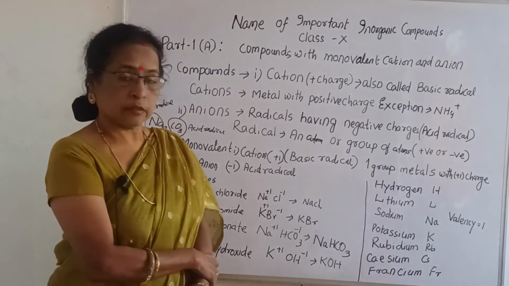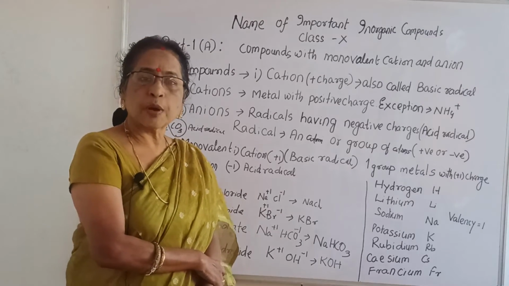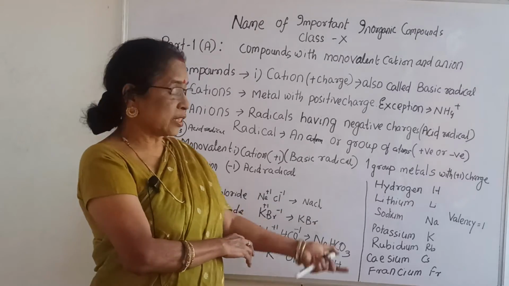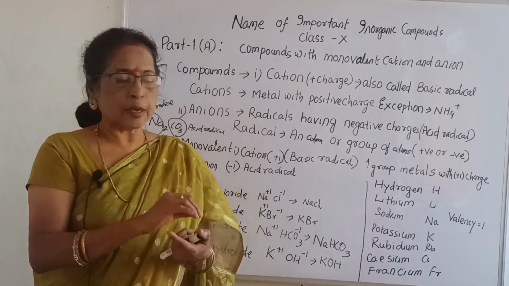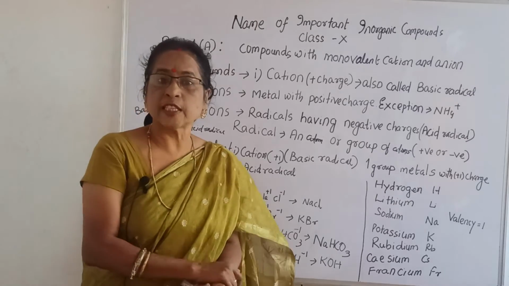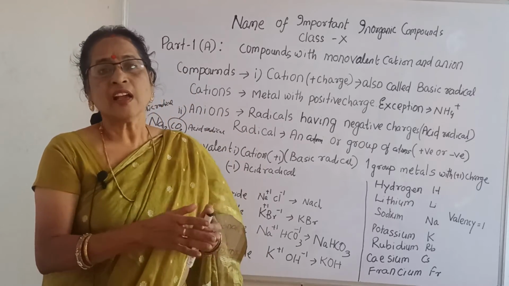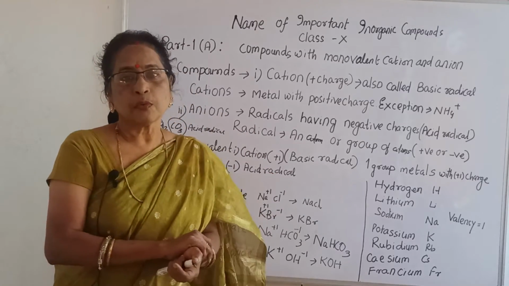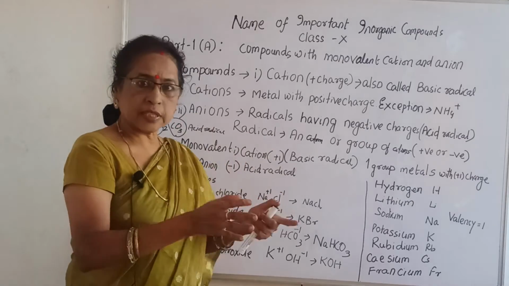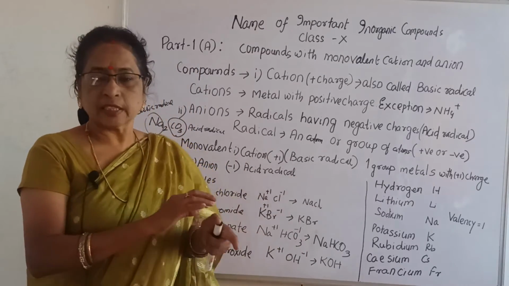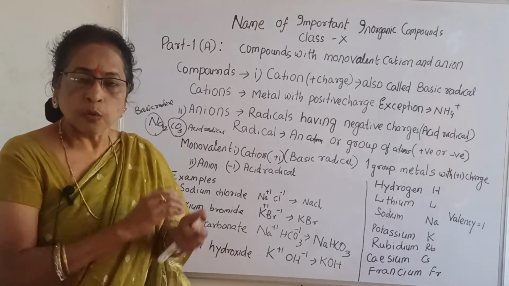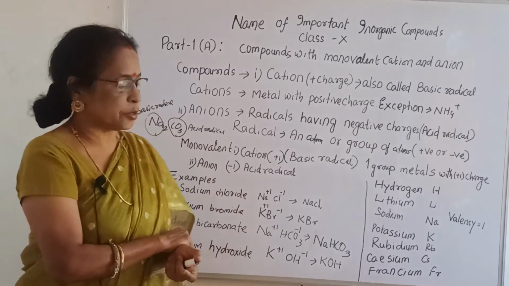So positive 1, always remember, group 1 of the periodic table. All group 1 elements have valency 1. Hydrogen is an exception and we will not include it, because it is not a metal. We have to see the metals with positive charge.